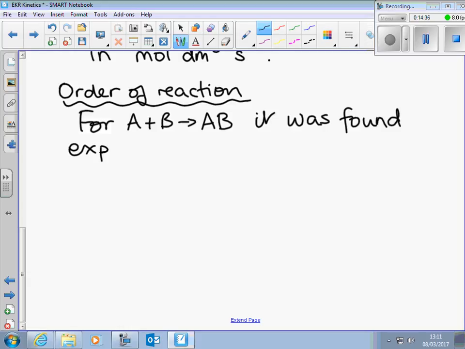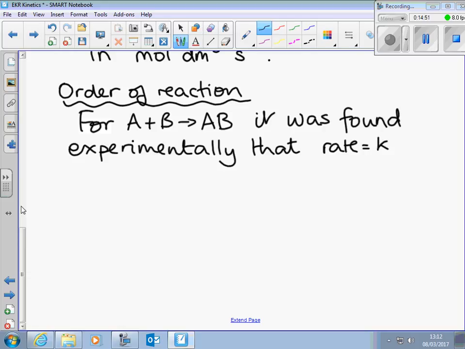Experimentally, the rate was equal to the rate constant, lowercase k, times the concentration of A to the power 1, interesting one to think about, multiplied by the concentration of B to the power 2.